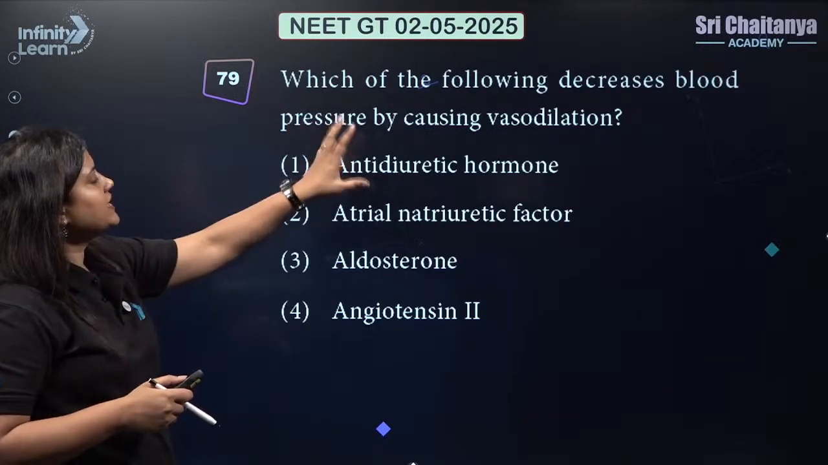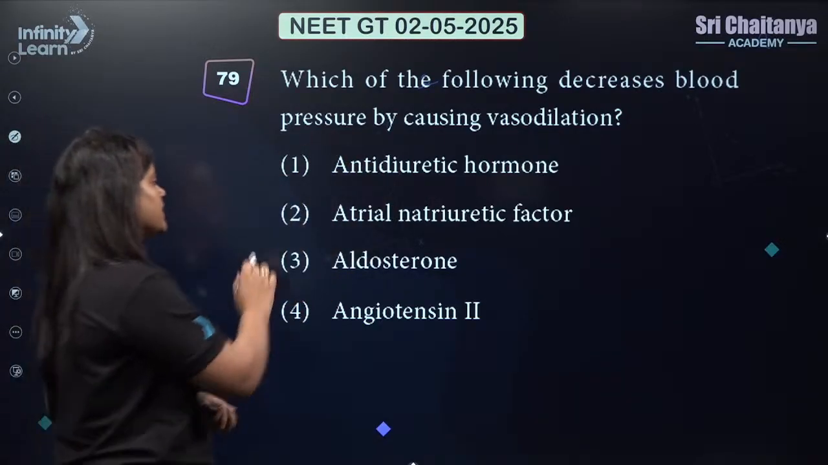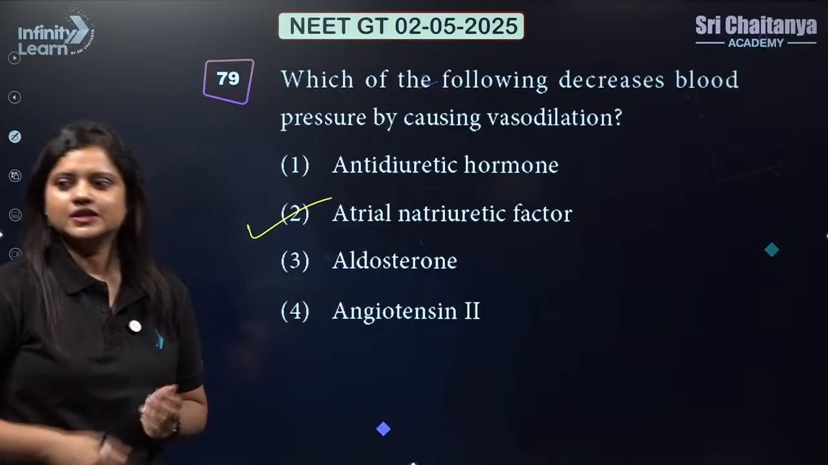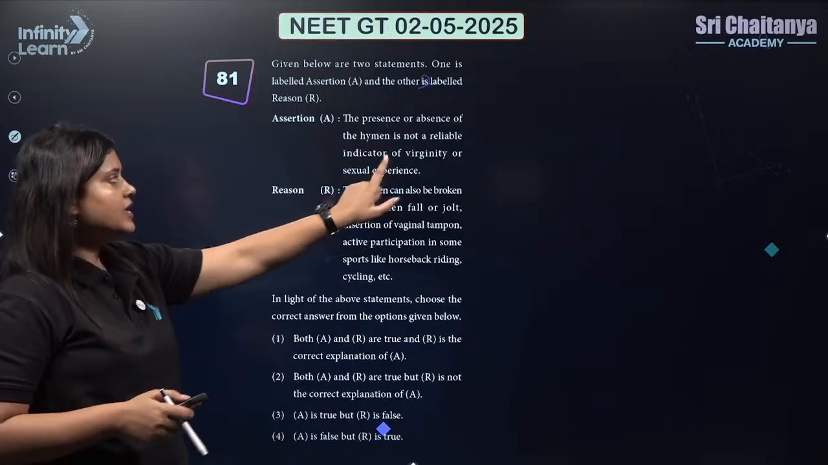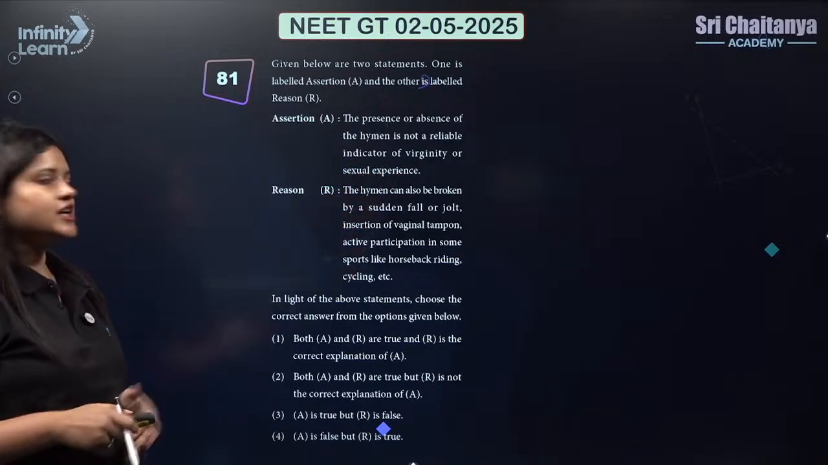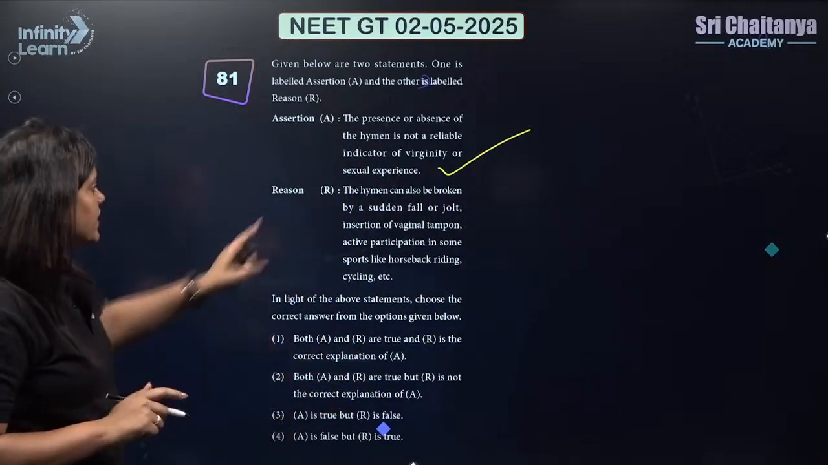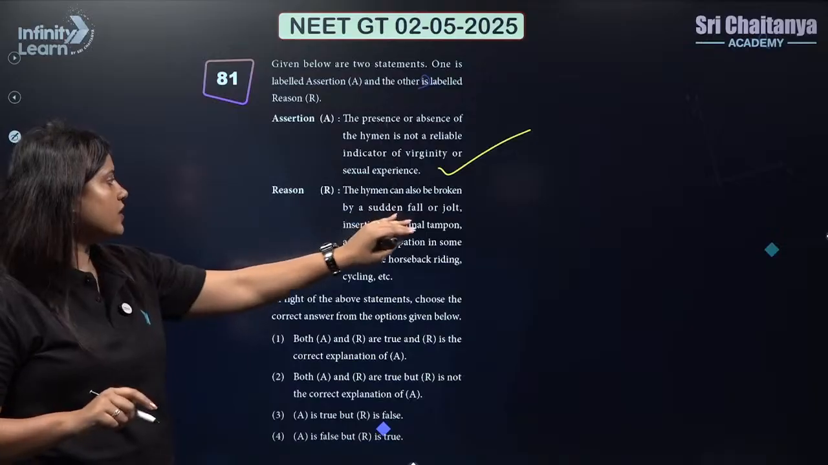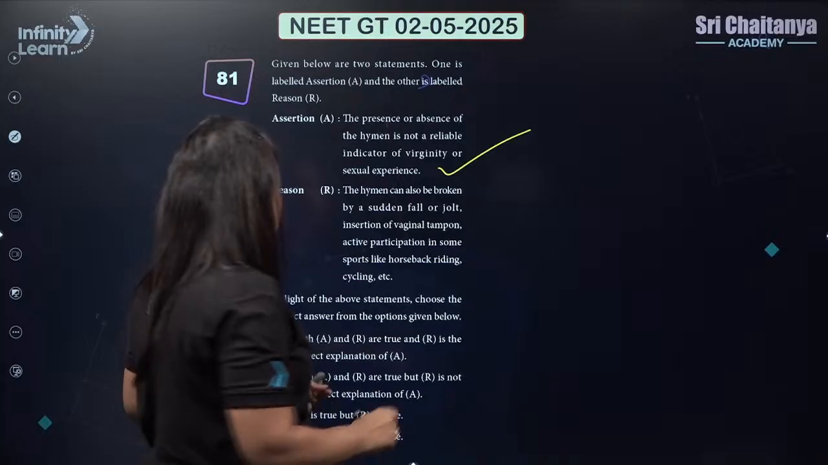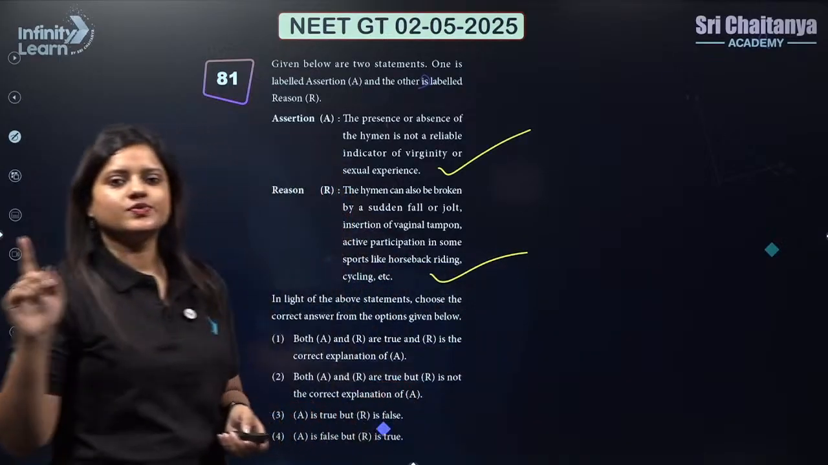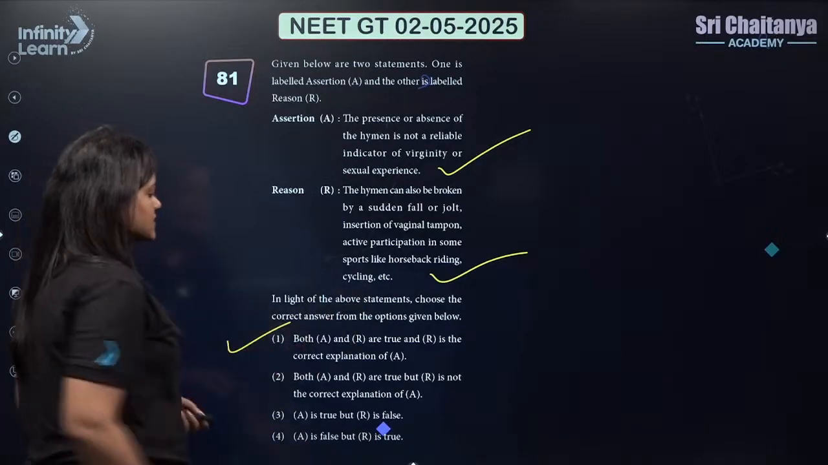Next, which of the following decreases the blood pressure by causing vasodilation? So it is A and F that reduce the blood pressure, atrial natriuretic factor. Got it? The presence or absence of the hymen is not a reliable indicator of virginity or sexual experience? Yes. Line of NCERT asked in NEET. The hymen can also be broken by a sudden jerk or fall or jolt, insertion of a vaginal tampon, active participation in some sports like horseback riding and cycling. Assertion is true, reason is true, reason is the correct explanation of assertion as well. So answer should be 1.